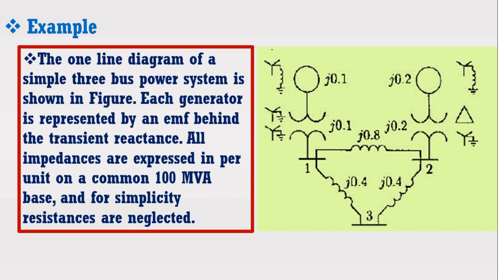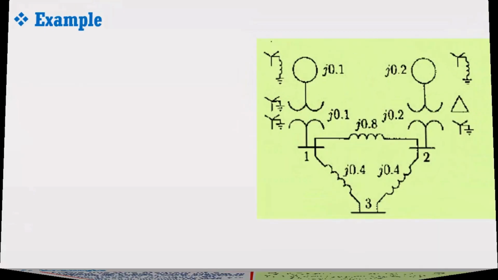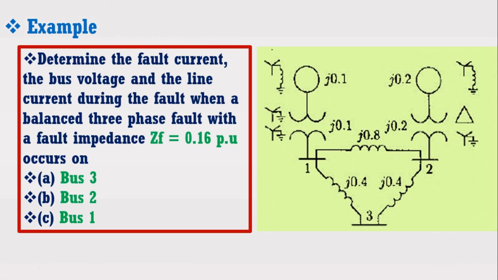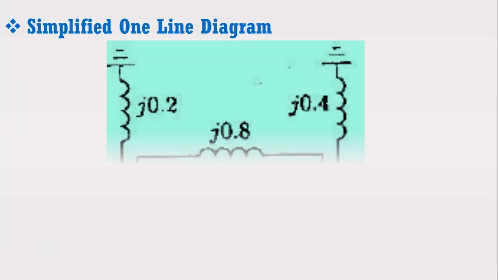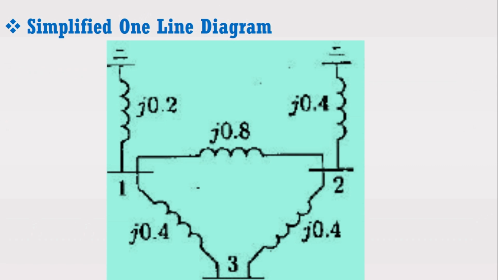The per unit impedances of the generators and transmission lines are given as shown in the figure. We have to find the fault current, the bus voltages and the line currents during the fault when a balanced 3-phase fault with a fault impedance of 0.16 per unit occurs on bus 3, bus 2 and bus 1. Now look at this figure which shows the simplified one-line diagram of the example.